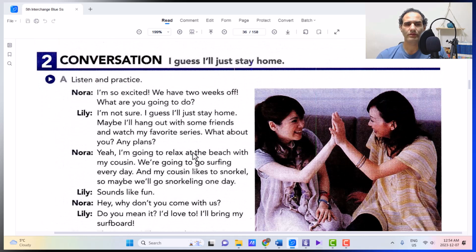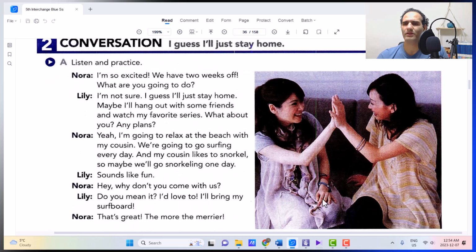Let's move to exercise two. I guess I'll just stay home. Look at this picture. You should be able to tell me something. Please don't look at the conversation. What do you see in the picture? Who are these people? What do you think their relationship is? What do you think they're going to talk about in this conversation based on this title? So this is your time to pause the video and leave your guesses.